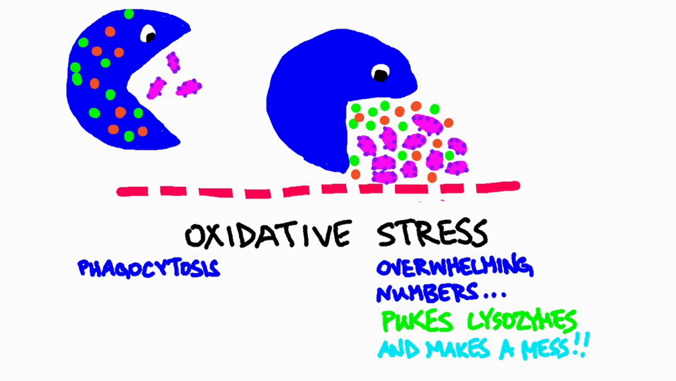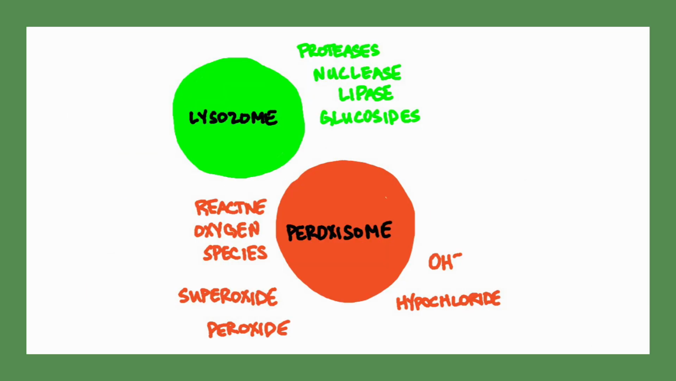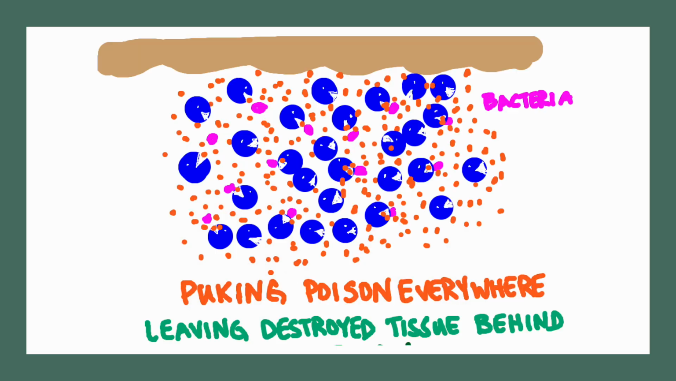Once they get there, they either eat up the pathogens or puke their destructive lysosomes on the area. White blood cells puke the napalm that we were talking about earlier. This is done with lysosomes that release enzymes. Also, with peroxisomes, which release destructive reactive oxygen species in the area. This is literally the equivalent of napalm on the tissues.